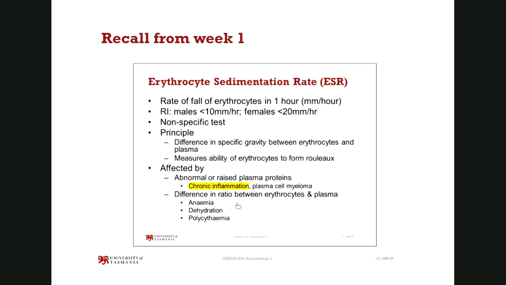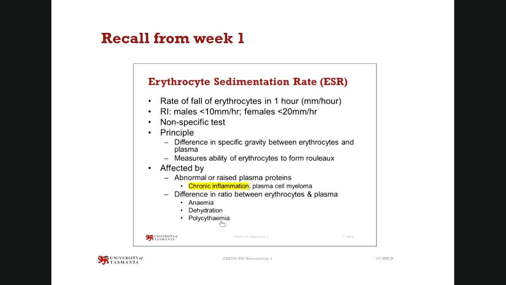And so it is affected by a number of other things as well. Anemia can affect it, dehydration, and also polycythemia, because dehydration can affect it because we're losing our solvent, and polycythemia can affect it because we're increasing our solute. And so it's increased, usually.